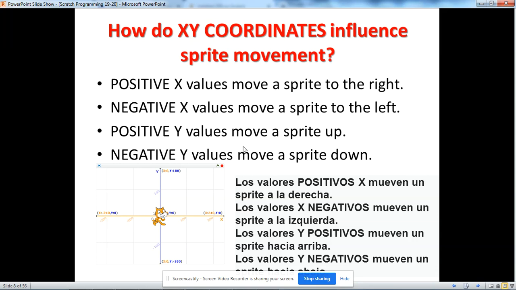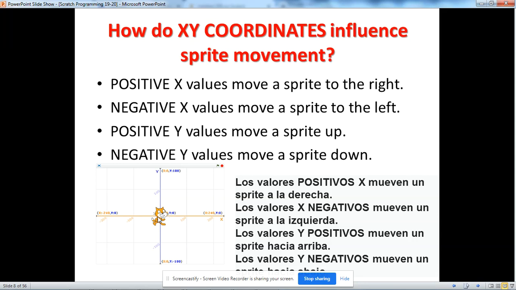So important rules to remember, and you can always come back to this PowerPoint and take a look at it, but important rules to remember is that positive x values move a sprite to the right. So let me explain that. Here's our sprite, and here's our x-axis. On this side of the x-axis, we have positive numbers, okay? And on this side of the x-axis, we have negative numbers, all right?